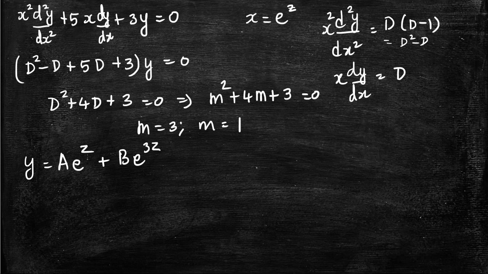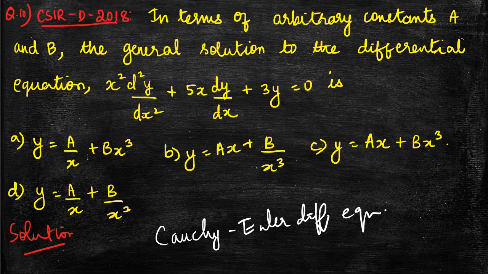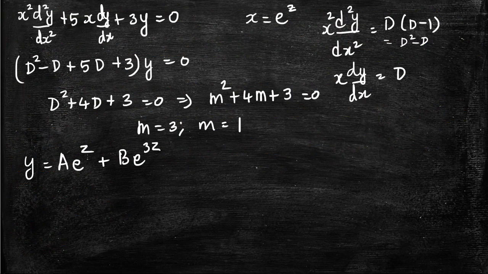Now this is the solution. Just see the options if they match. No, everything in the options is in terms of x, but we have everything in terms of z, because I have replaced x by e power z. So you can't put e power x over here. It is e power z. You'll have to remember that.